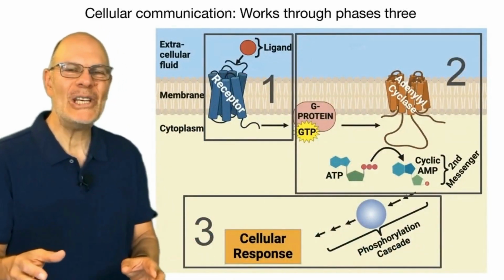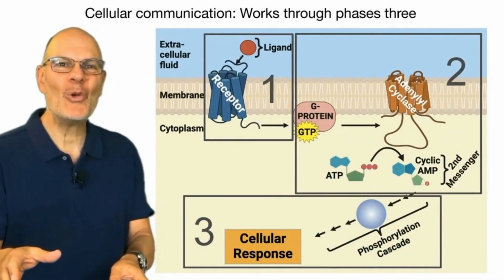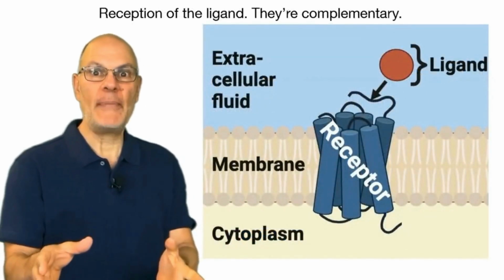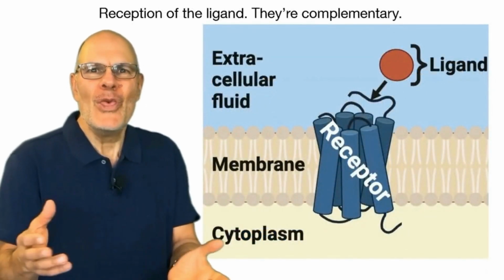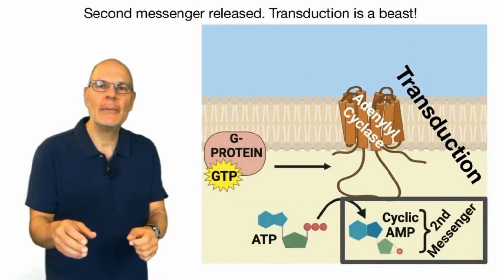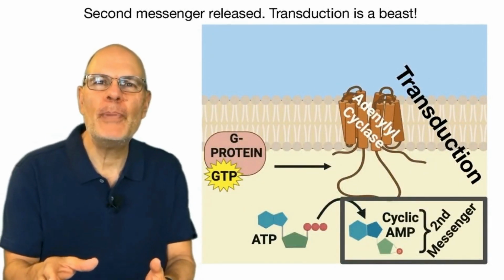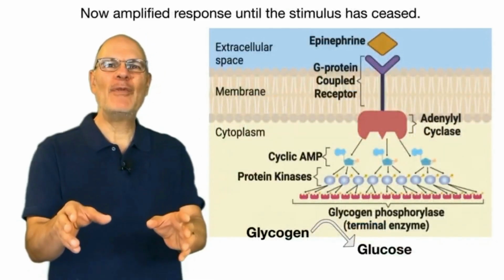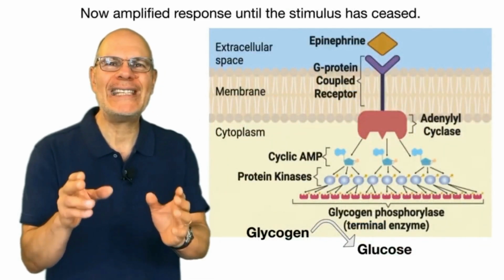Cellular communication works through 3 phases. Reception of the ligand, they're complementary. Second messenger released. Transduction is a beast. No amplified response until the stimulus has ceased.